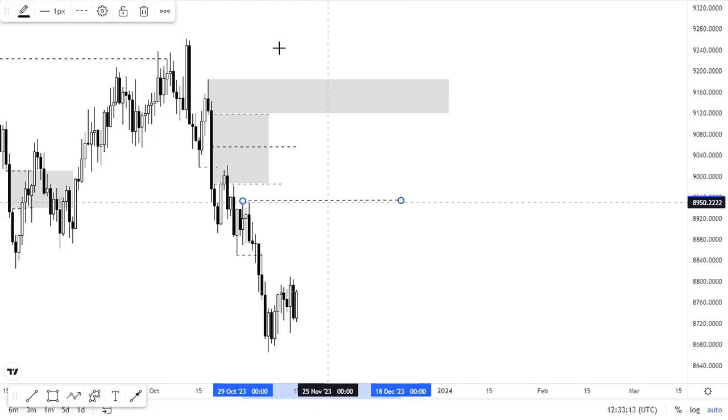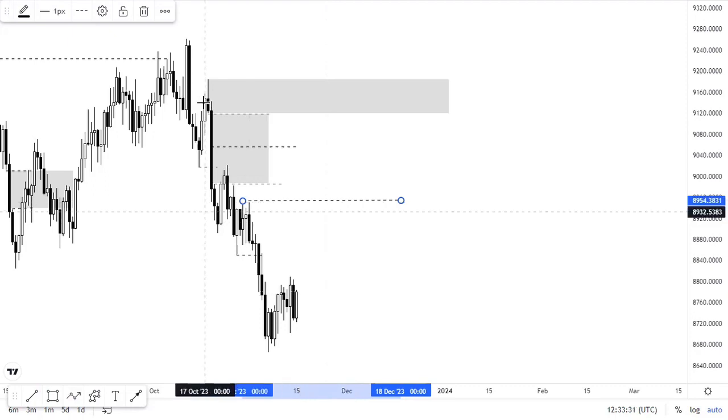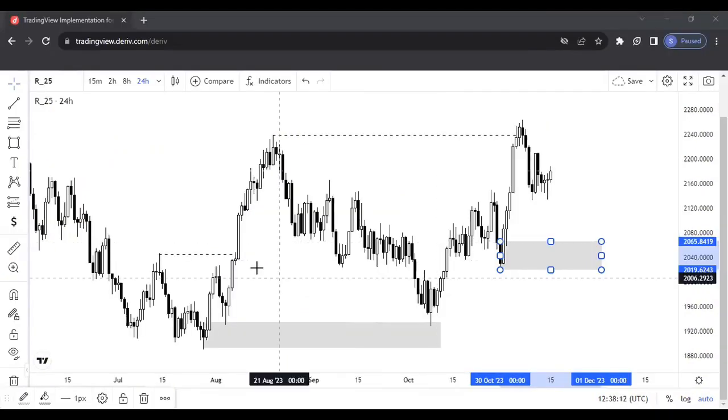But if I see a continuation from here, if I see a buy continuation when the market has taken this high, I'm going to ride the buy continuation from here. But on this volatility 10S, I've not seen a proper market entry. So let's check into another asset.